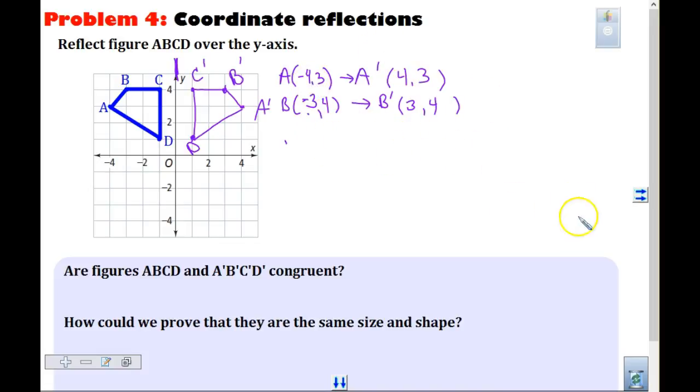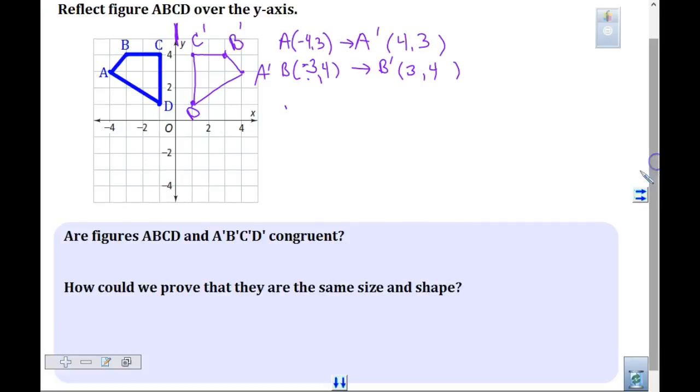opposites, right, Whitney? You want to label these like primes. The original one's not going to have a prime by it. Your new one will always have a prime. And then in your homework pretty soon you'll do double prime and triple prime, because I'll have you do 3 different things. That just means this is the new one. Okay, prime is the new one, and this is the original.